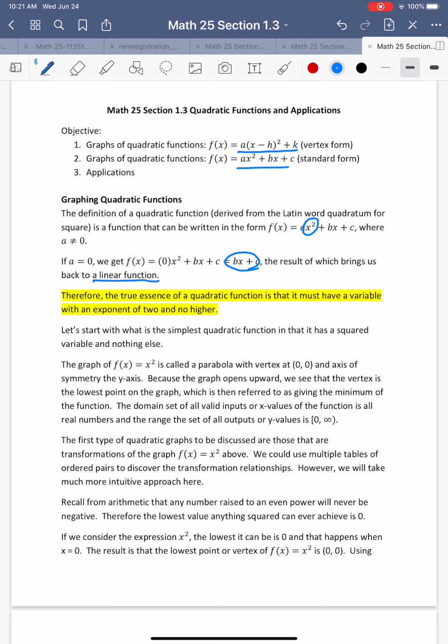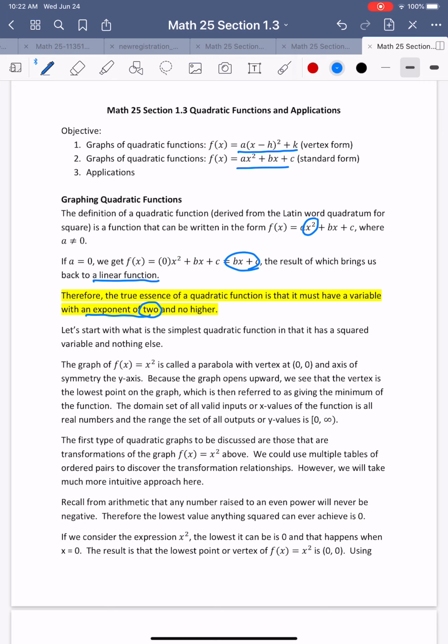So to keep the quadratic function, you must see the x squared in the expression as the highest degree. Therefore, the true essence of the quadratic function is that it must have a variable with the exponent 2, okay? So when you see an exponent of degree 2, we call the expression a quadratic expression. Let's start with the simplest quadratic function, which has a squared variable and nothing else.